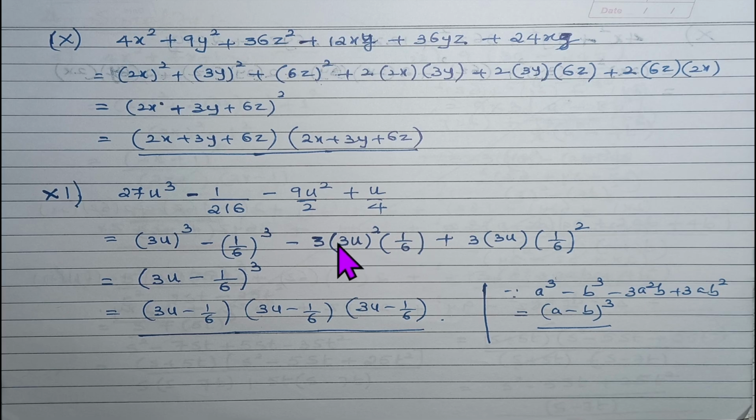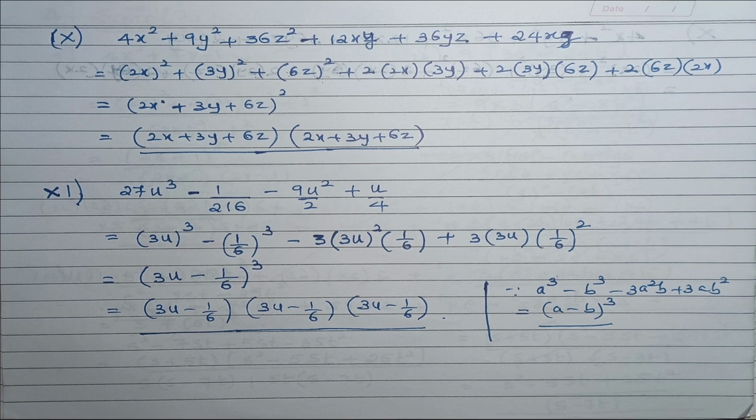So 3 squared is 9, 9 into 3 is 27, and 27 divided by 6 will be 9/2, and (9/2)u² is correct. And here 6 squared is 36, 3 into 3 is 9, 9/36 is 1/4, therefore u/4 is correct. Therefore it is 100% an identity of expansion of (a − b)³. a is 3u and b is 1/6, therefore it is (3u − 1/6)³, and the factors are (3u − 1/6), (3u − 1/6), and (3u − 1/6). So this is how we can solve the examples based on identities and also by factorization.